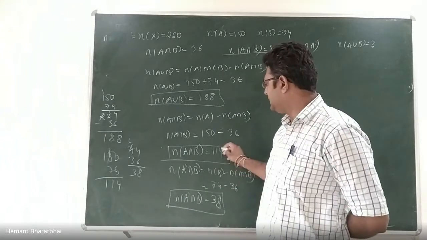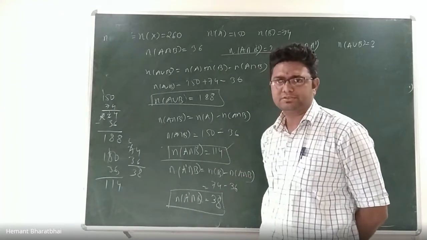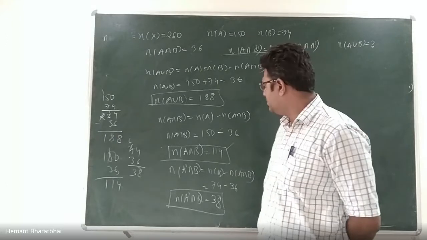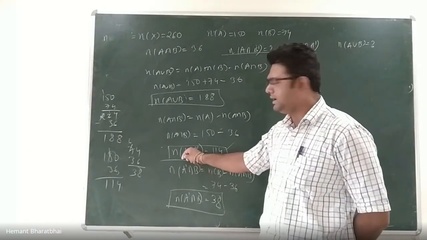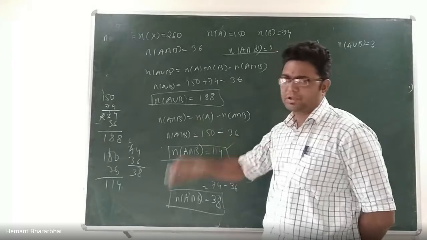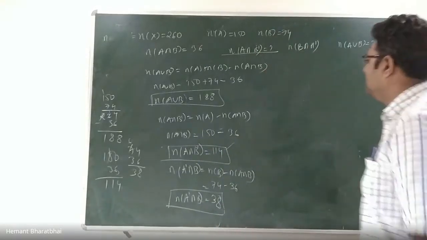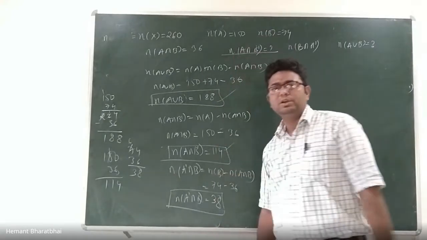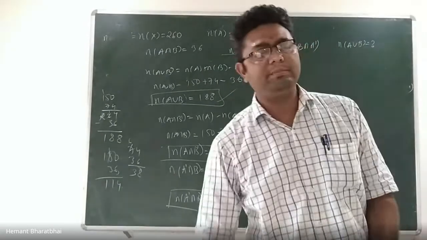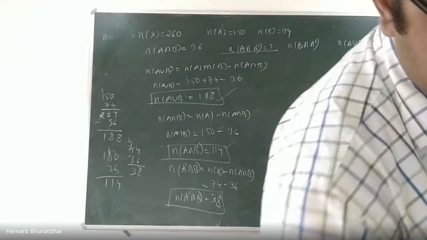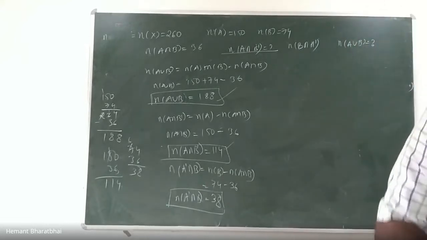At the same time, there are a total of 114 students who are exposed to chemical A and they are not exposed to chemical B. And there are a total of 188 students who are either exposed to chemical A or were exposed to chemical B. Is that clear?